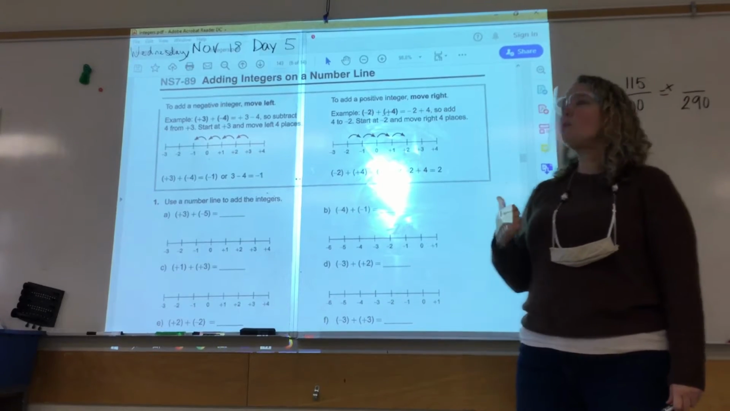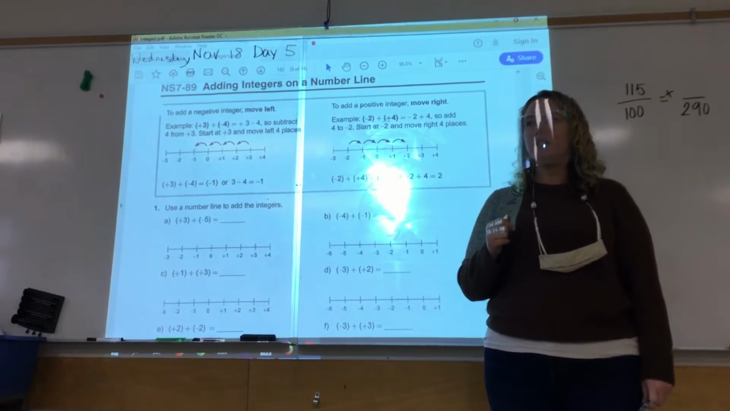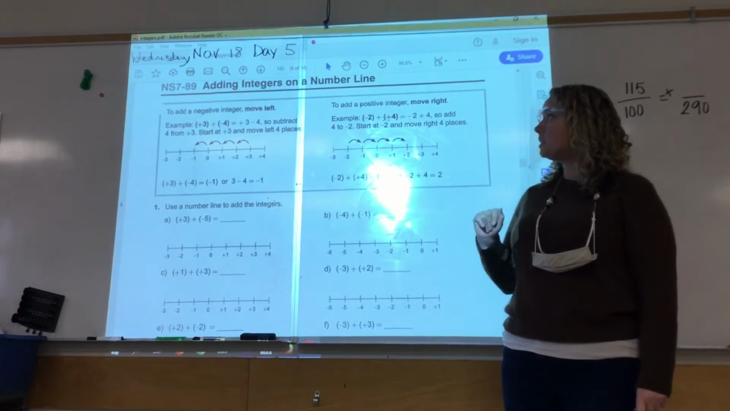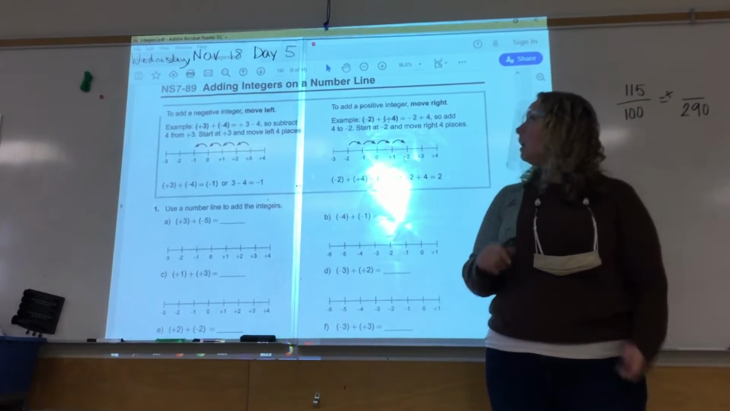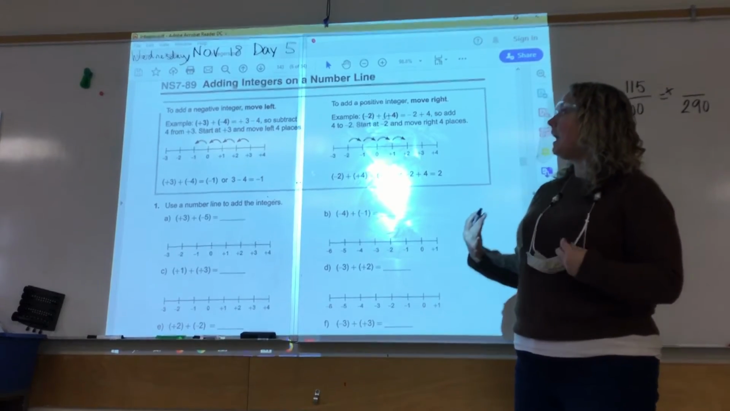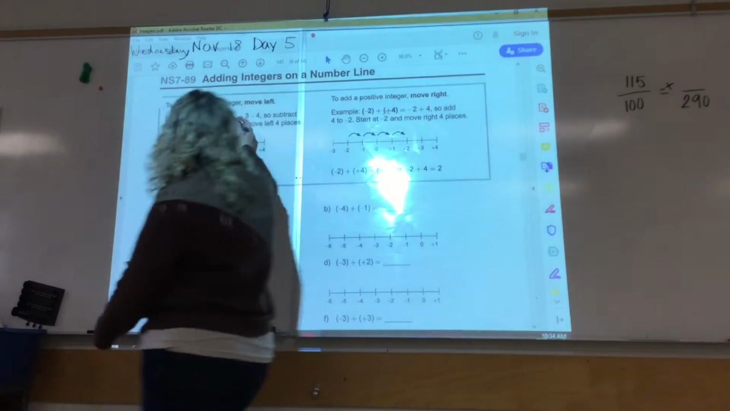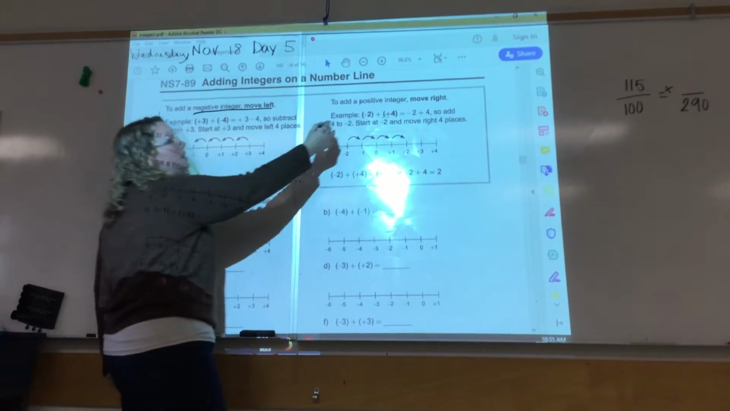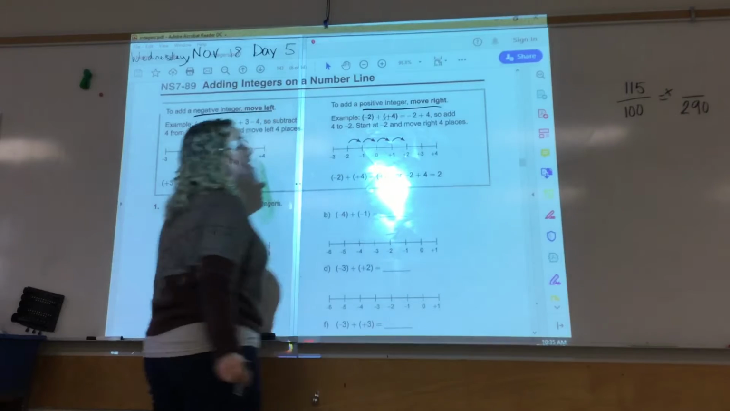All right, so today we're doing our last strategy to add integers, and we're going to do adding integers on a number line. So this is the next page in your booklet. So when we add a negative integer, we move left, okay? When we're adding a positive integer, we're moving right.